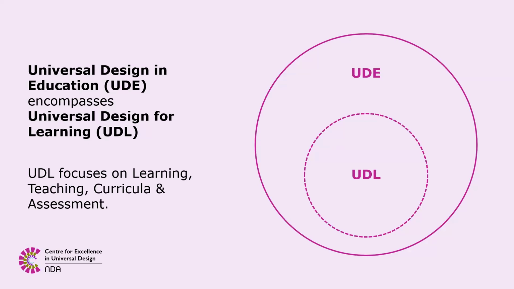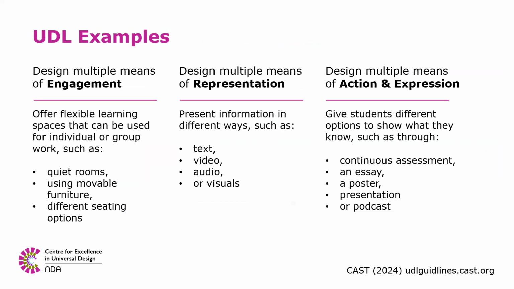So as universal design for learning focuses on learning, teaching, curricula, and assessment, we can see then how universal design in education encompasses universal design for learning. Based on universal design, then just looking at universal design for learning, the principles of UDL provide a framework to ensure multiple means of engagement, so to tap into learners' needs, offer appropriate challenges, and increase motivation. You could also offer flexible learning spaces that can be used for individual or group work, such as quiet rooms, movable furniture, or providing different seating options.